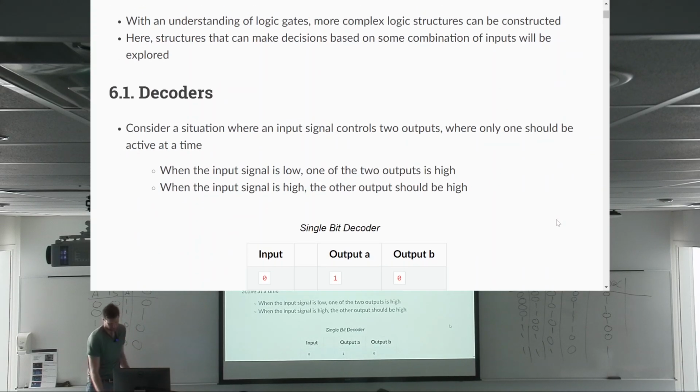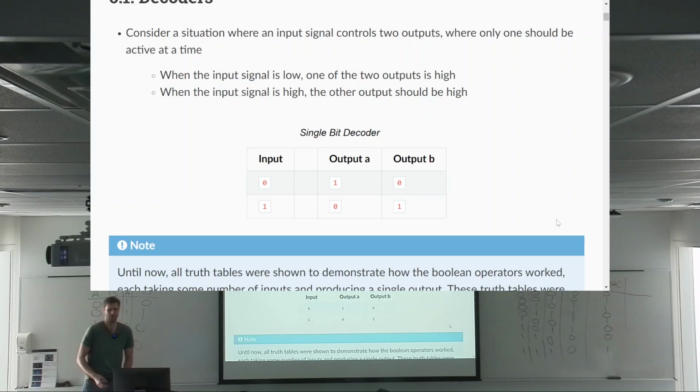Decoders. So consider a situation where we have an input signal. I want that input signal to control two outputs. Basically, which output is being used. When the input signal is low, one of the two outputs is high. When the input signal is high, the other output should be high. What I mean is something that looks like this.